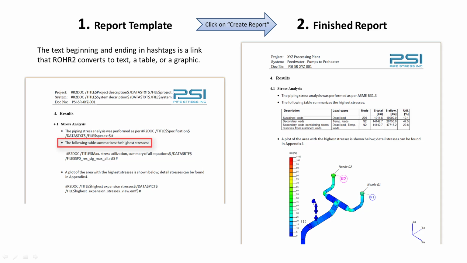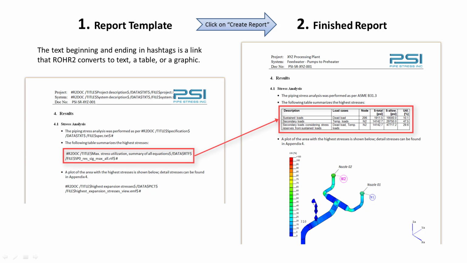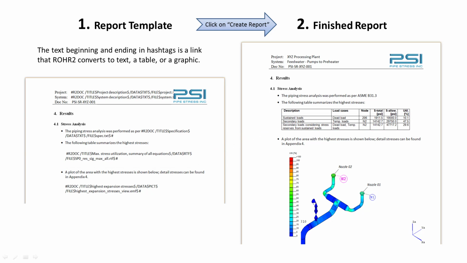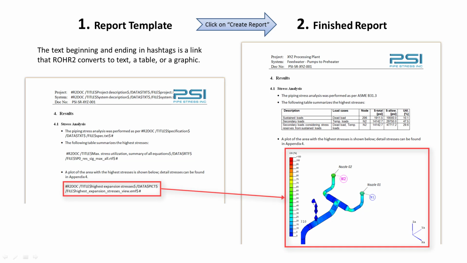The next bullet point also has some descriptive text that would typically not change. This table is created by this link text. A plot or graphic can be inserted, as is the case with this link text resulting in this graphic.